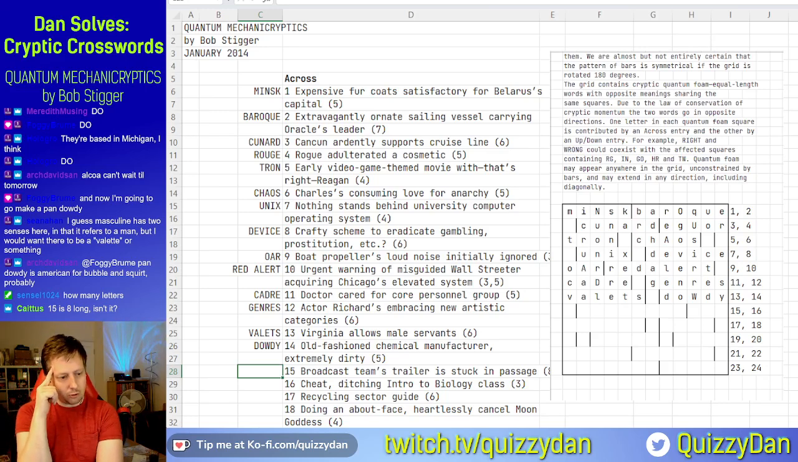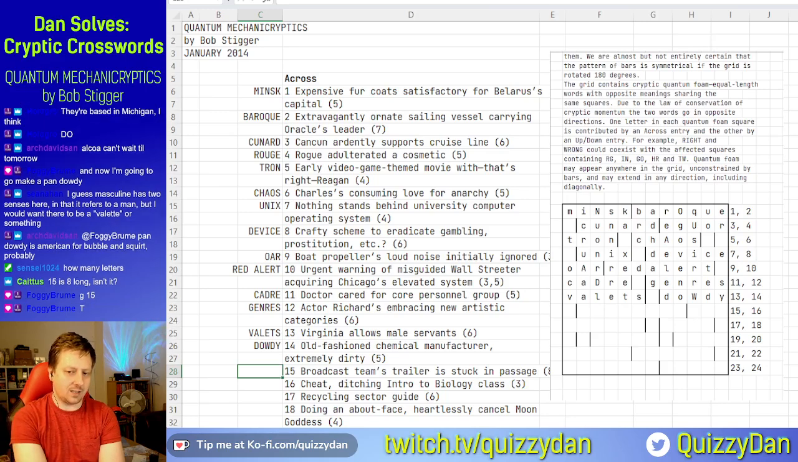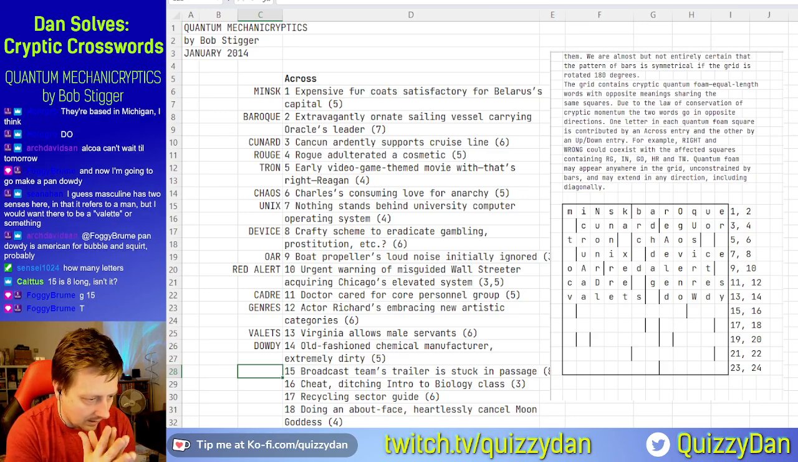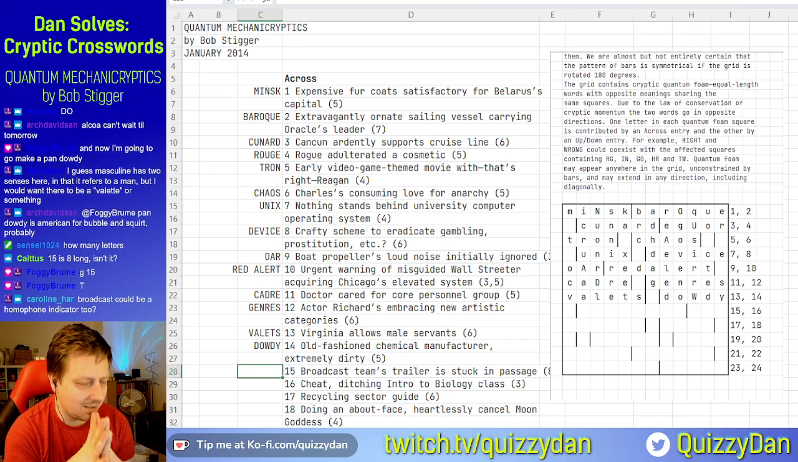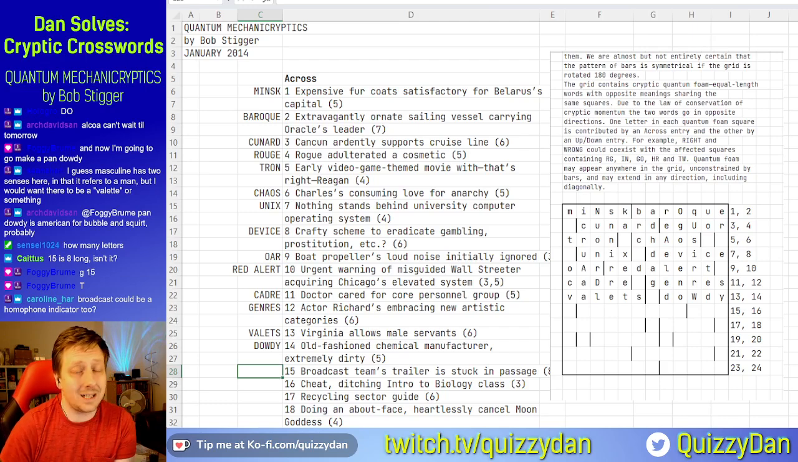Stuck in passage. Trailer is stuck in passage. Feels like it's the wordplay part of this clue. It is 8 long. Yes, sorry, you just can't quite see it. First letter, please. Please don't be A, because I feel like it must be A. Good. T. Okay. Trailer is stuck in passage. So passage is a thoroughfare. Like it could be a road, a street, an aisle. But it could also be an extract of a book. A text.